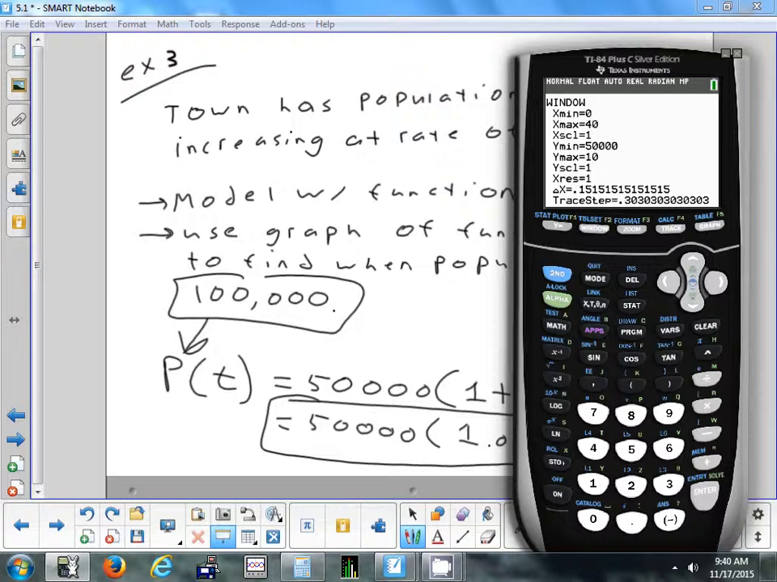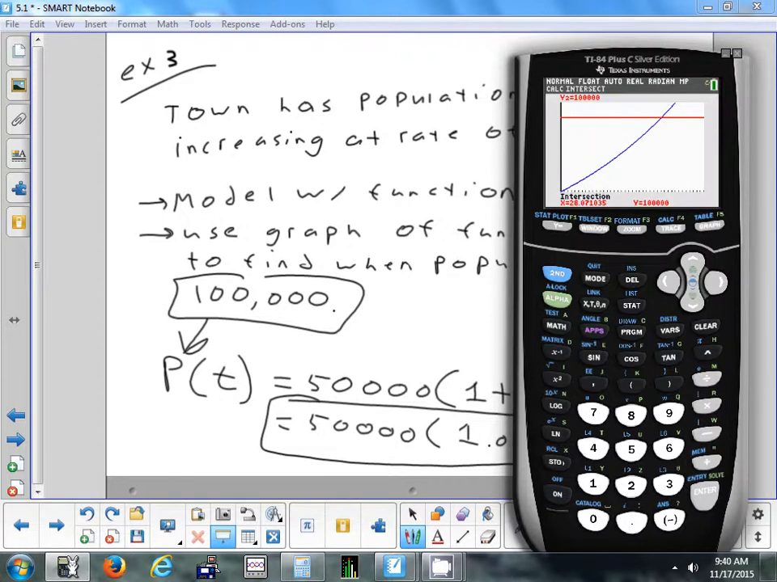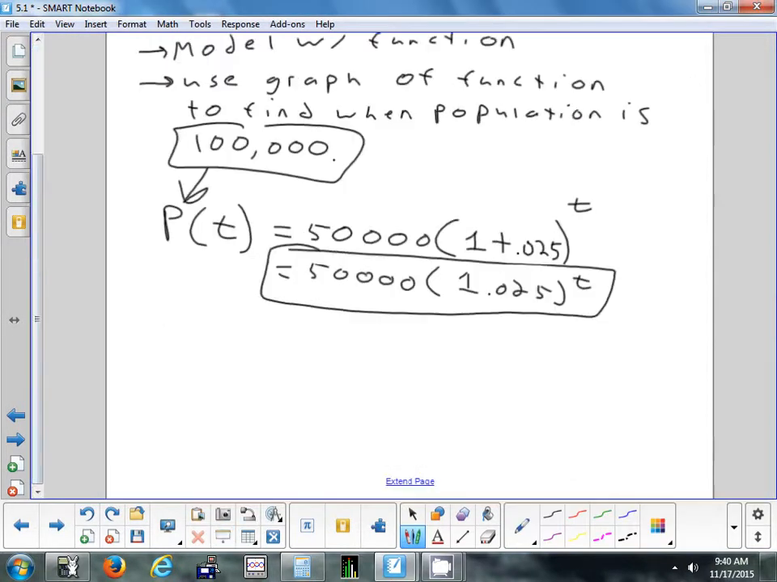And how high should I go? 100,000. Yeah, just go a little above 100,000 so it's not on the edge of the screen. Okay, there's your population. It's hard to see, but it is curved. There's 100,000. And now what do I do? I just find where they intersect. So it's going to take about 28.07 years, assuming that the population continues to increase exactly the same every year.